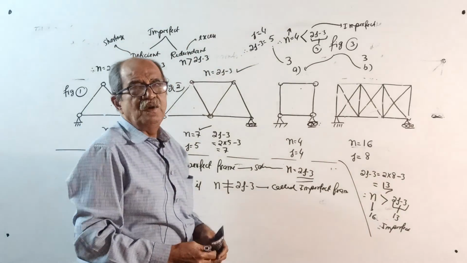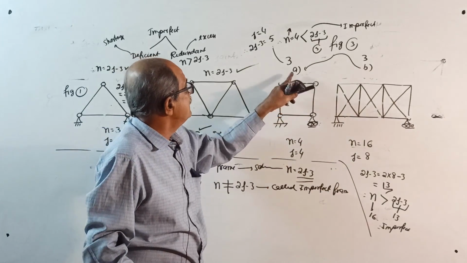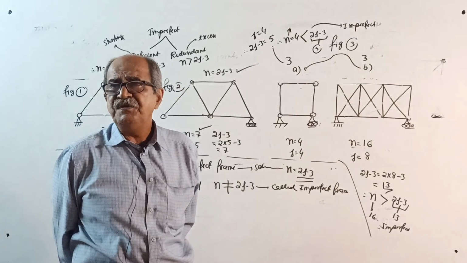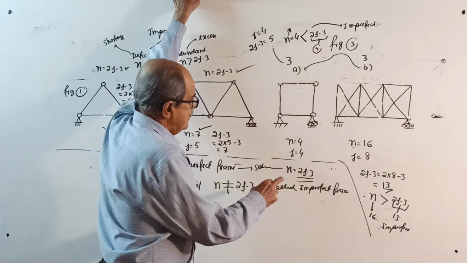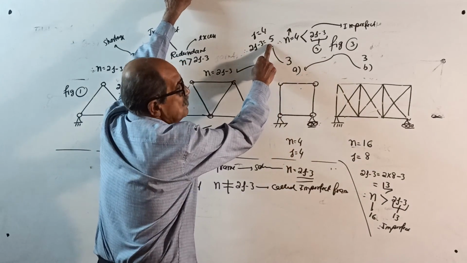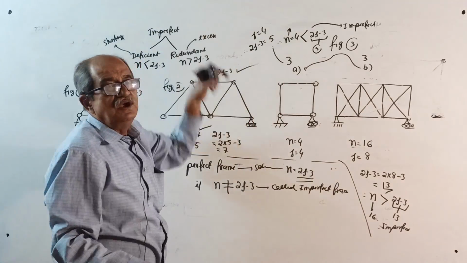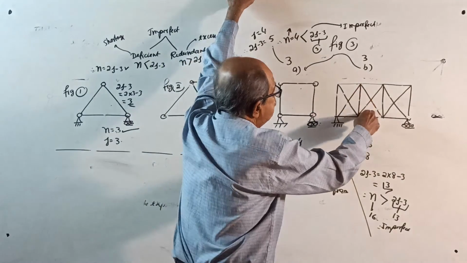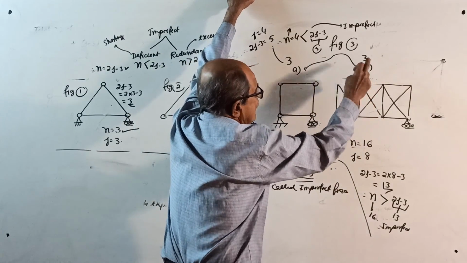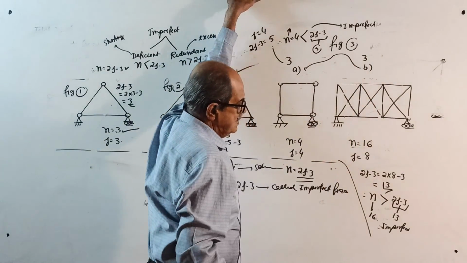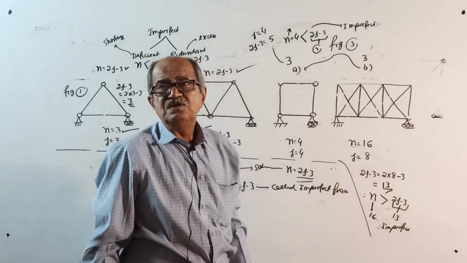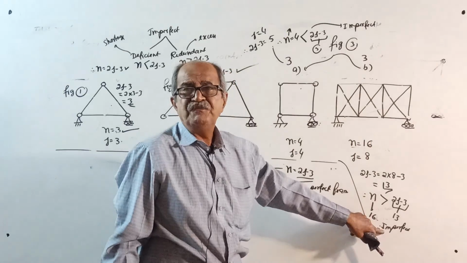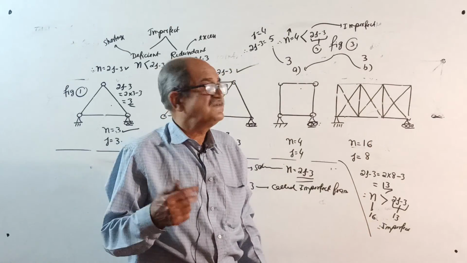Now do one thing, write one more note. Figure 3a is an imperfect frame and deficient type. Why? 2j minus 3 will give you 5. Only 4 members are there. One shortage. This frame, figure 3b, n is 16. 2j minus 3 is 13. So number of members are more than 2j minus 3. So it is an imperfect frame with redundant, excess.